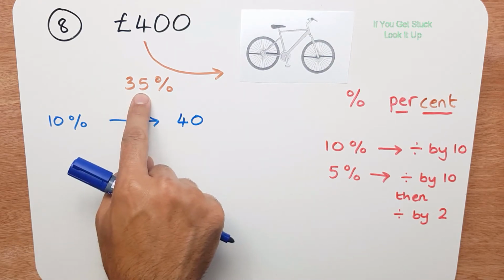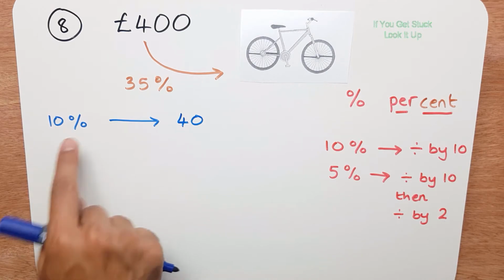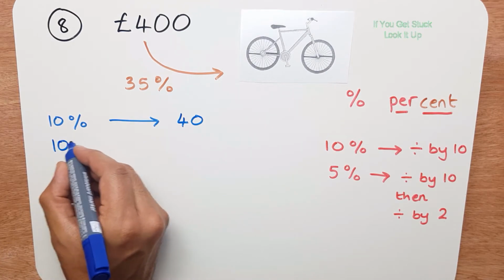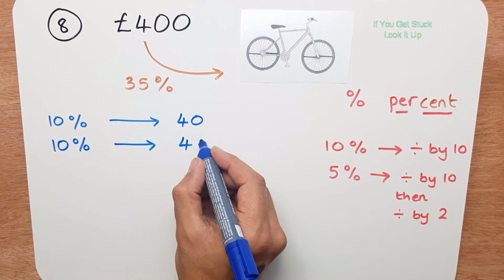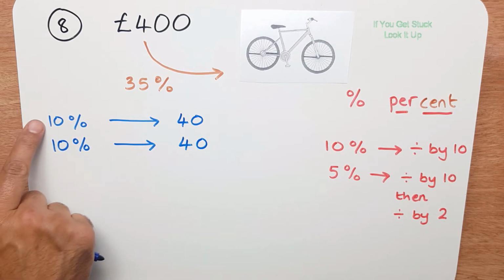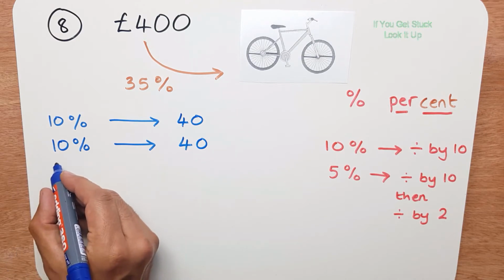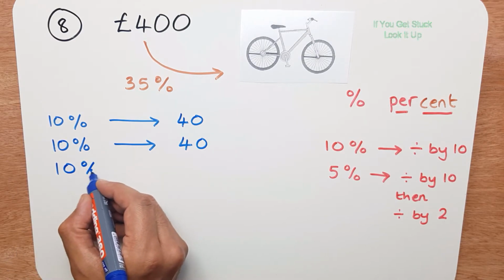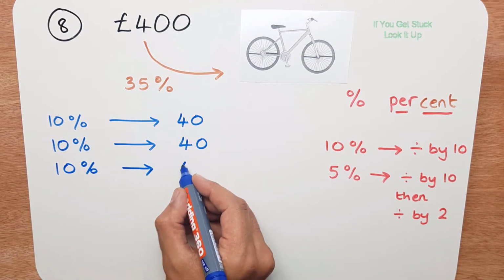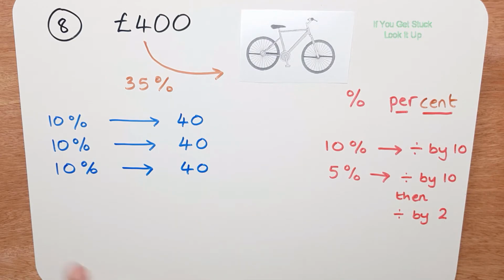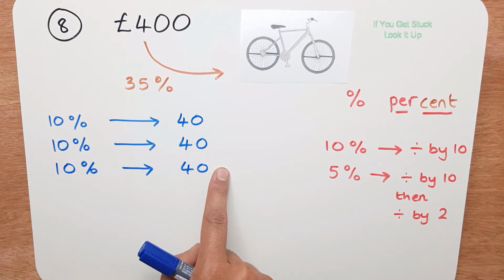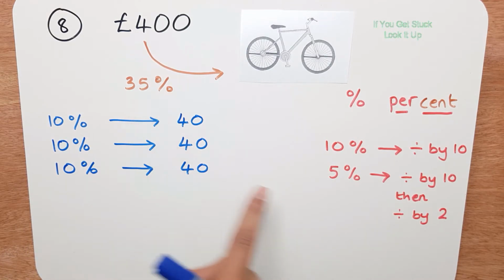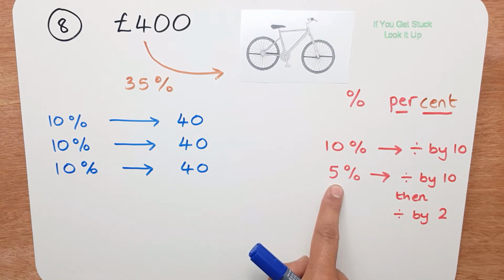Now we want 35%. We've got 10%, so let's add another 10%. Another 10% would be another 40. So we've got 10, 20, we want 10 more for 30. So now altogether we have 10, 20, 30%. And that's 40, 40 and 40. But we want 35%. And how do we work out 5%?